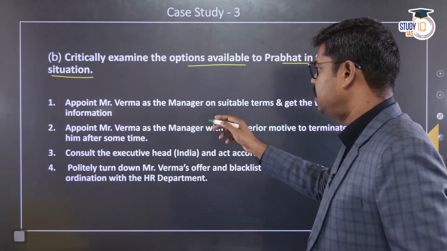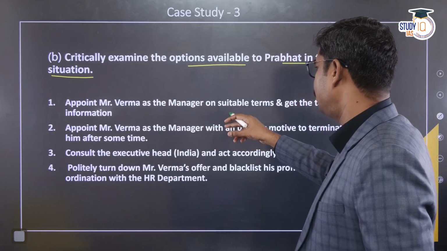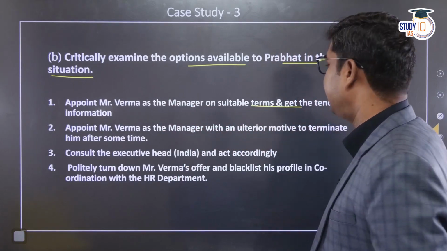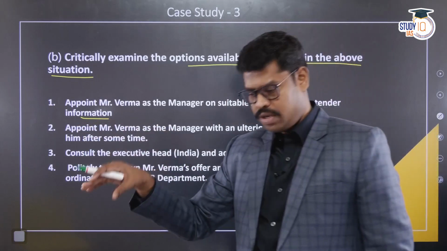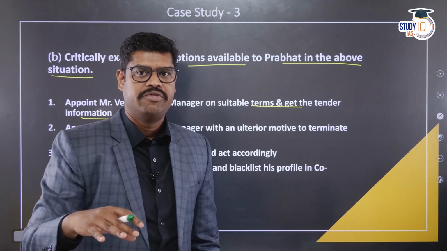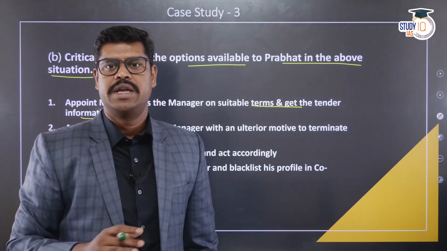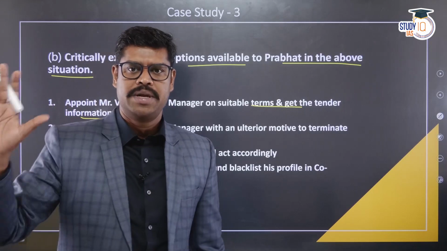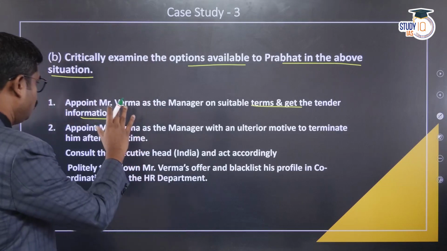So, come to the options here. The first thing that I am saying is: appoint Mr. Verma as the manager on suitable terms and get the tender information. This is very important. Once you put him on suitable terms and conditions, everything is resolved. Probably he gives the information, and it might be possible that based on the information, Mr. Prabhat gets the tender and every problem is solved. The company's problem is solved, his problem is also solved. So, this is one thing that he can do.